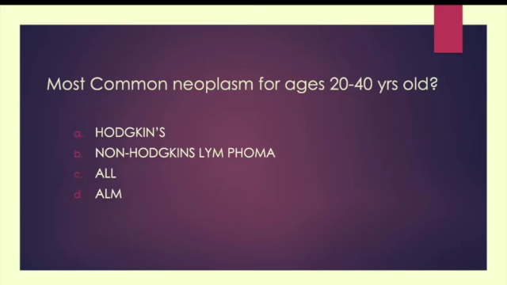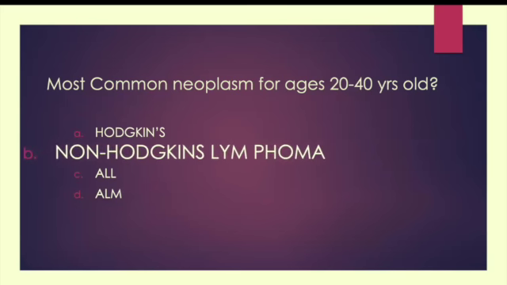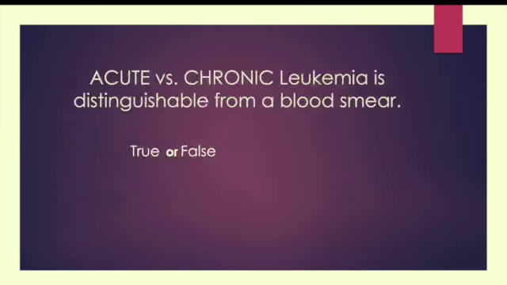All right. We have the most common neoplasm for ages 20 to 40 years old. So this is like the young one. What do you guys think? The neoplasm that happens to our younger population is going to be non-Hodgkin's lymphoma. Non-Hodgkin's, 20 to 40, most common.